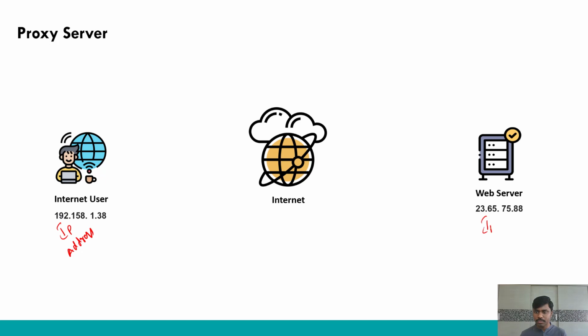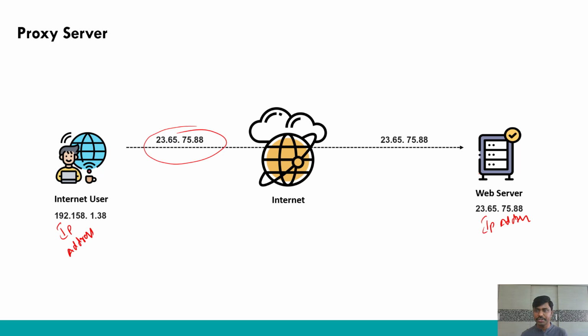So this machine is identified with this address, 23.65.75.88, and this machine is 192.158.1.38. These are their addresses. So the request goes via the internet and finally reaches the web server. When he is sending the request, using the HTTP and TCP/IP protocols I told you about, it knows that the destination address is this, and finally it reaches this web server. And again, when this web server responds back to the user, it also knows to where that information has to be sent. But all these things are happening on the public internet.